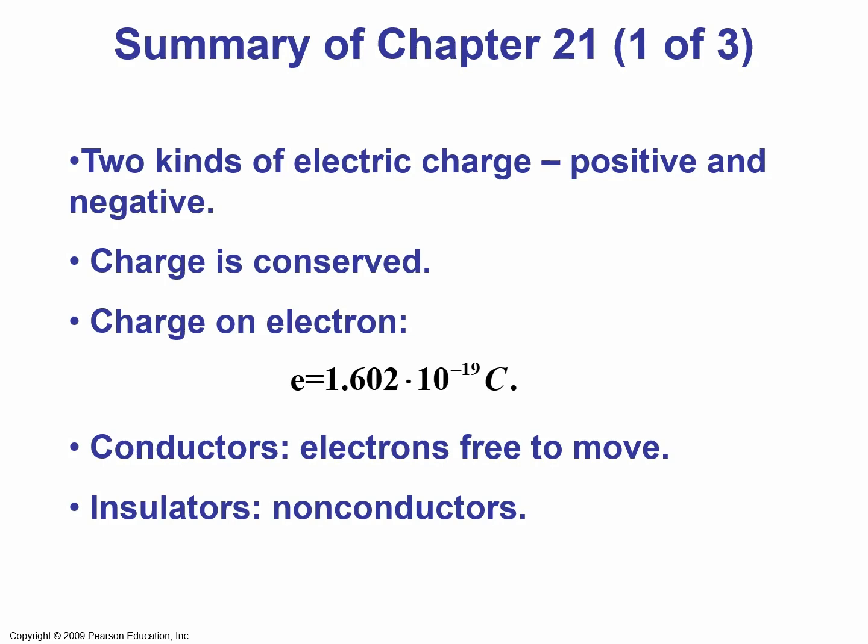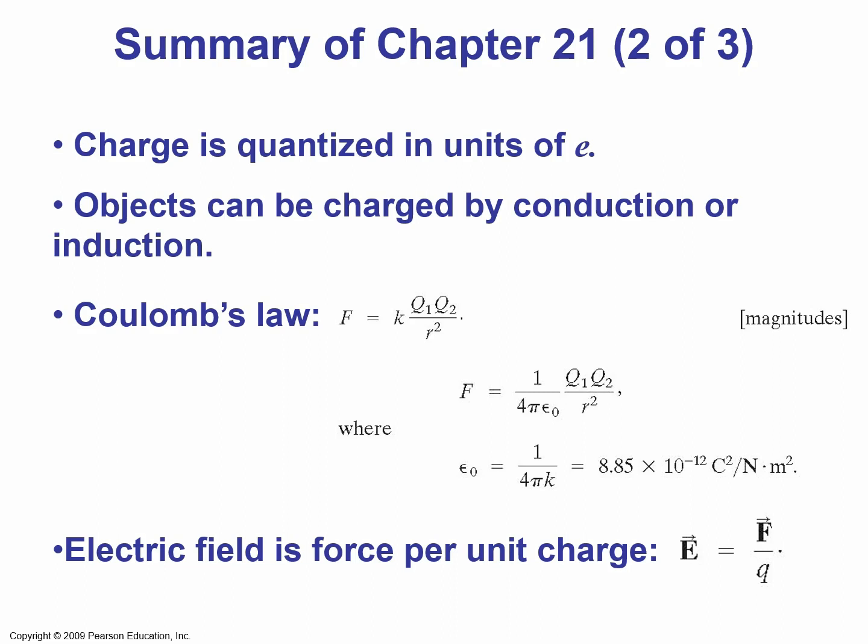Summary of chapter 21. Two kinds of electric charge, positive and negative, exist. Charge is conserved, and the charge of an electron is 1.602 times 10 to the power minus 19 Coulomb. The Coulomb is the unit of charge. Conductors have electrons free to move, while insulators are non-conductors and electrons are not allowed to move. Charge of materials is quantized in units of the charge of an electron, e.